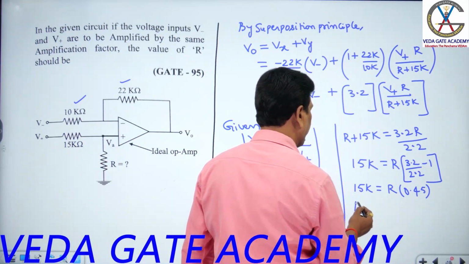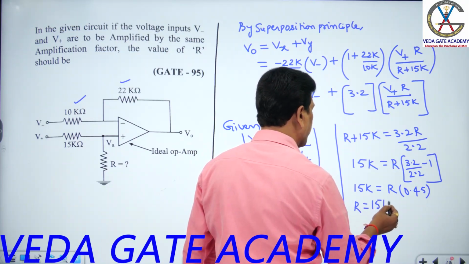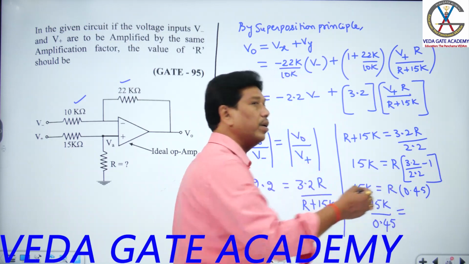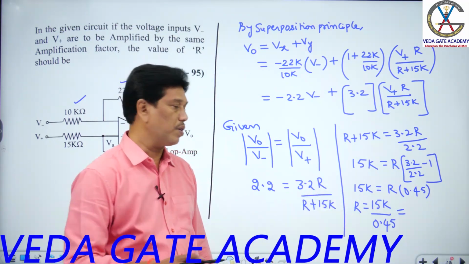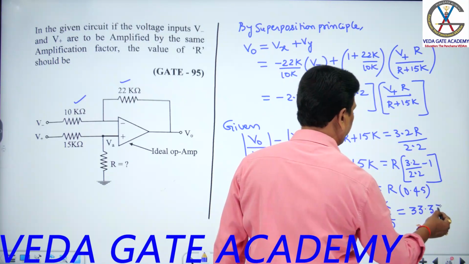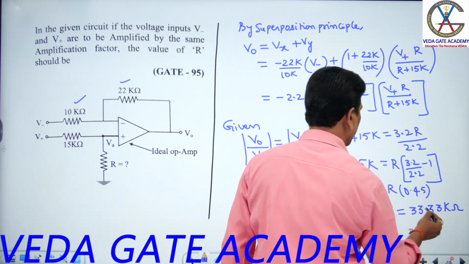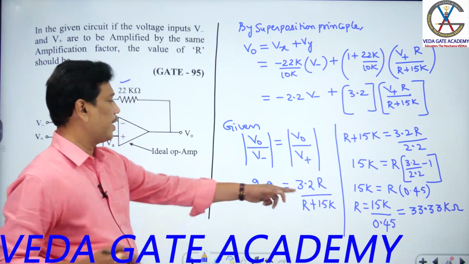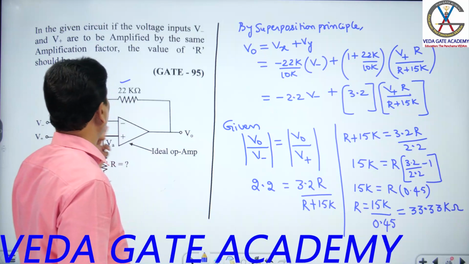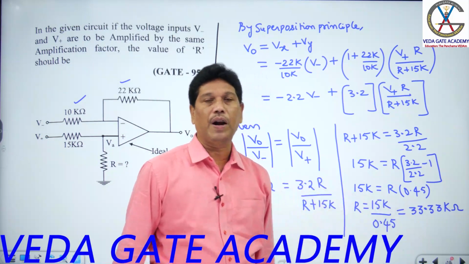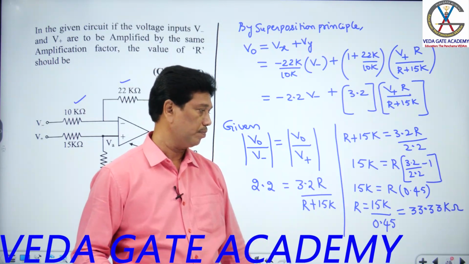Now I need the value of R. R equals 15K by 0.45, students. That's around 33.3K, 33.33K you can get. So this is the corresponding R value. How much is it? 33.3 kilo ohms. So what is the value of R? He is asking just that: the value equals 33.33 kilo ohms.